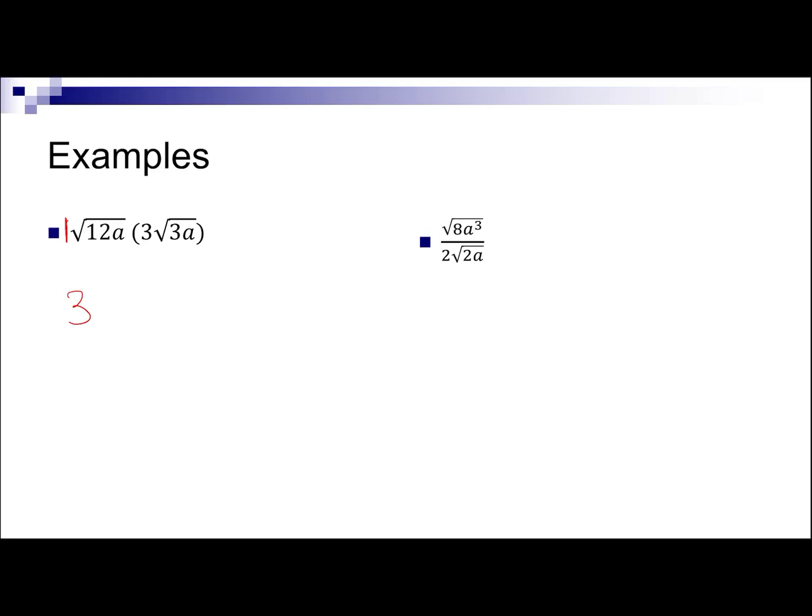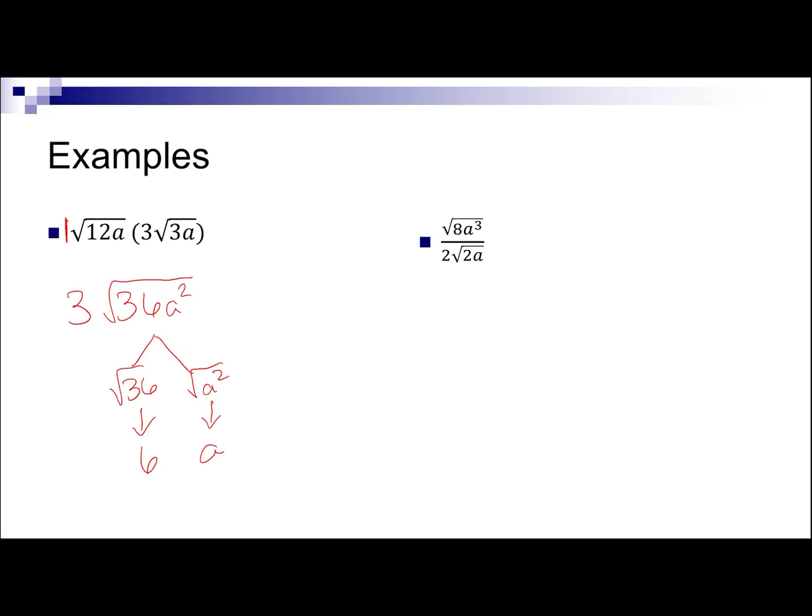And then we have radical 12a times radical 3a. We're going to multiply the numbers first. That gives me 36. A times a gives me a squared. Now we want to simplify these. We're going to break it up first into the number and the variable. And radical 36 is a perfect square. That can immediately simplify to 6. Radical a squared is also a perfect square. That simplifies immediately to a.